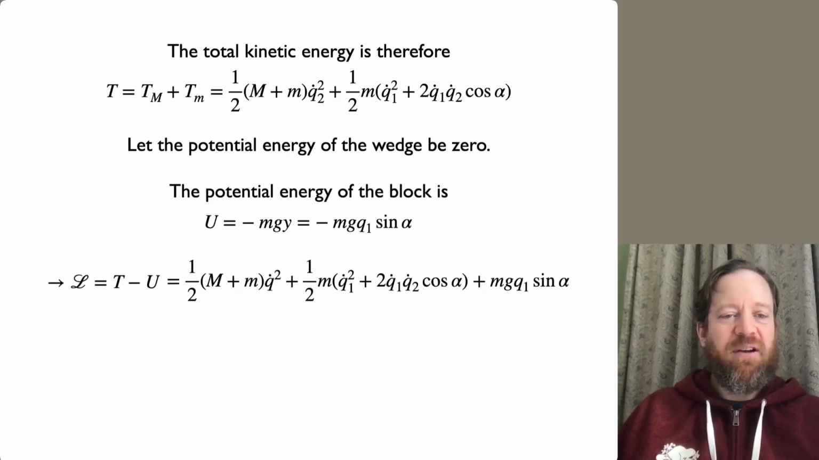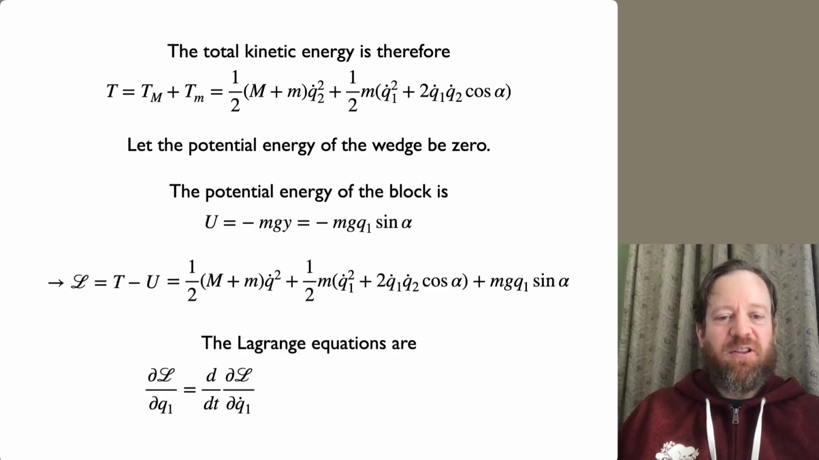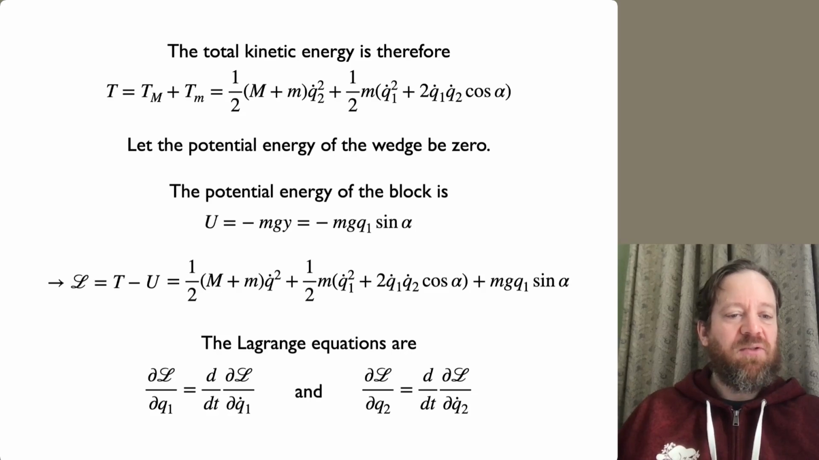All we have left to do is write down Lagrange's equations and then do our substitutions. So the Lagrange equations for our generalized coordinates will have ∂L/∂q1 being equal to d/dt of ∂L/∂q1 dot. Similarly, ∂L/∂q2 is going to equal d/dt of ∂L/∂q2 dot. Okay, let's deal with these actually in the reverse order. We're going to deal with this particular equation first.